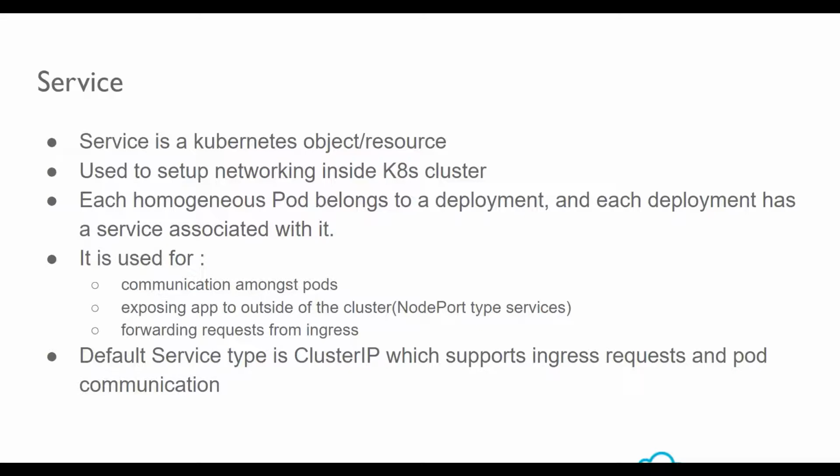So the service is of various types. The NodePort type service is used to expose the app outside the cluster so that we can either curl or use a browser to reach that application. And the next type of service is ClusterIP, which supports ingress requests and pod communication. So ClusterIP is the default service type. If we don't mention any type of service, the ClusterIP type will be created.